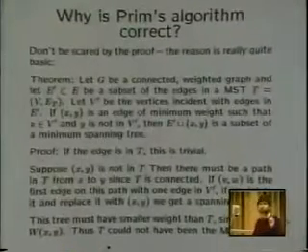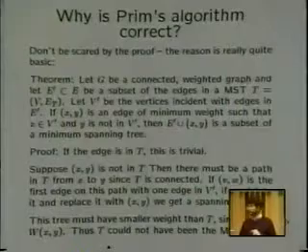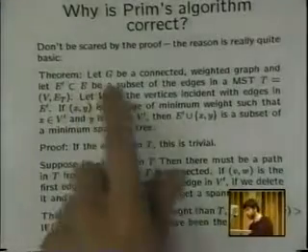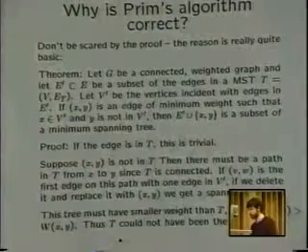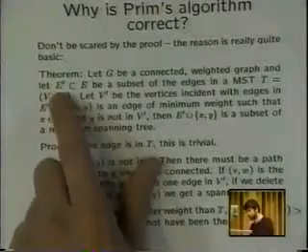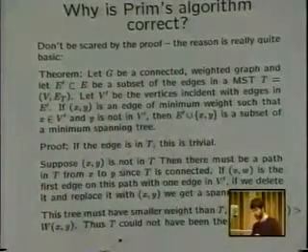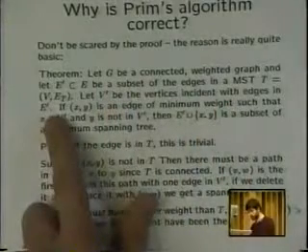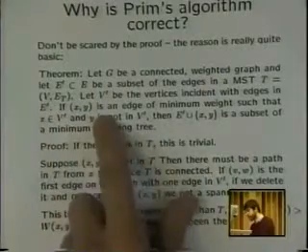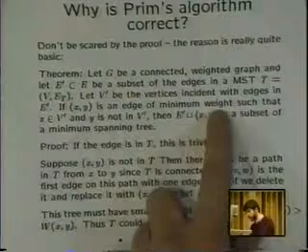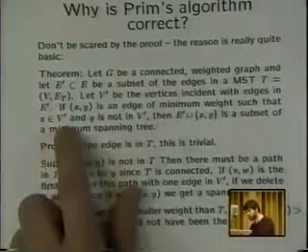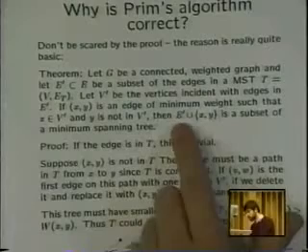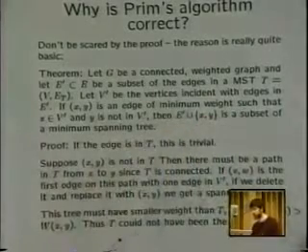The basic idea, once you see it, is really very simple. Let's look at the theorem with all the verbiage. And then we'll take a look at the proof and make sure we get it right. Suppose we have a connected weighted graph, and we have some subset of the edges in the minimum spanning tree. Let V prime be the set of vertices incident with those edges. If there is an edge of minimum weight such that one vertex is in that subset and one vertex is not in that subset, then the union of the previous edges plus this new edge is still a subset of a minimum spanning tree.